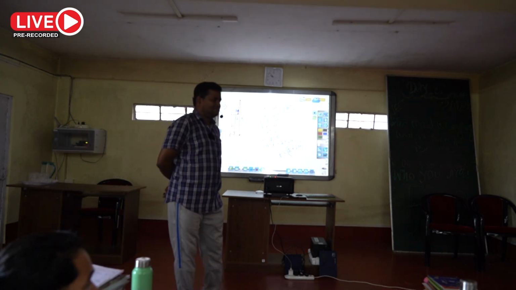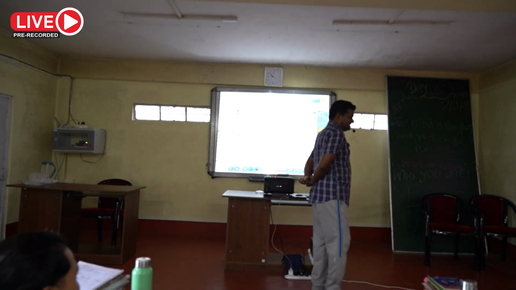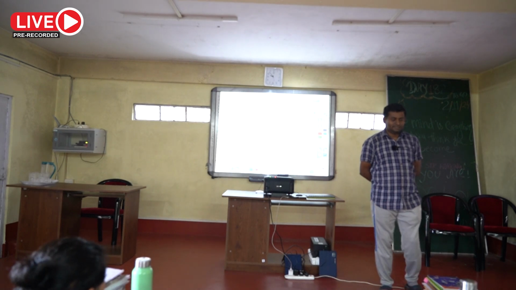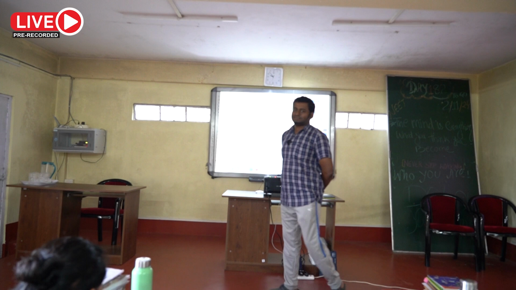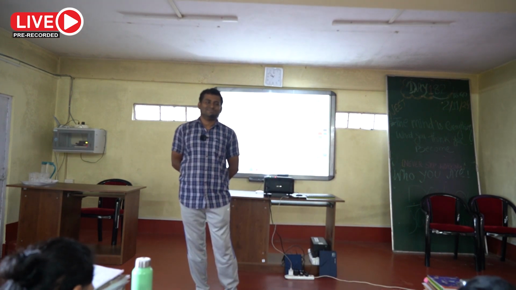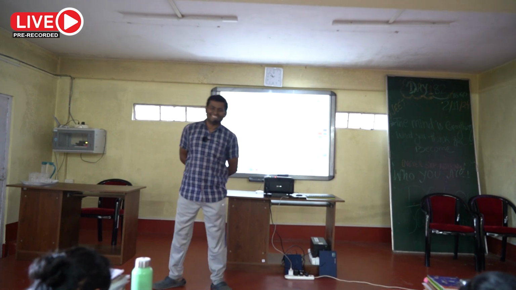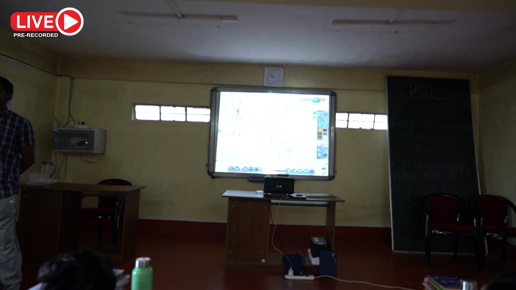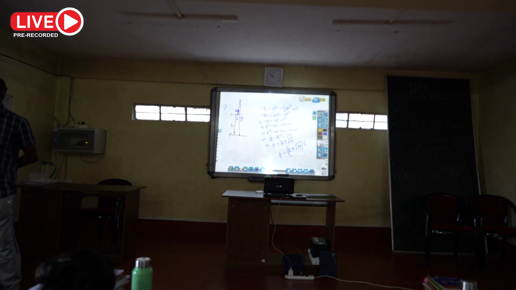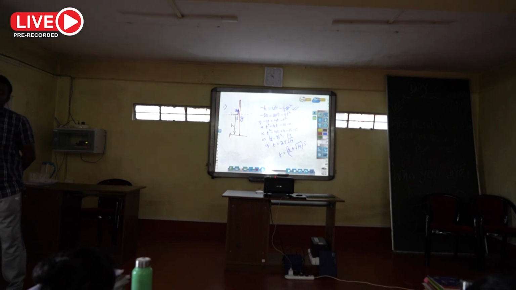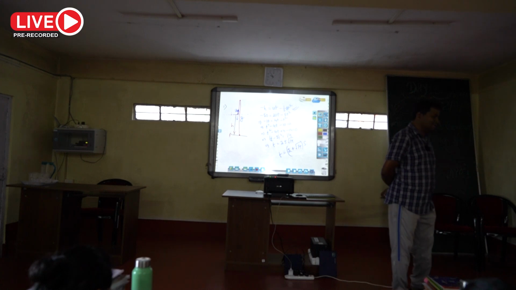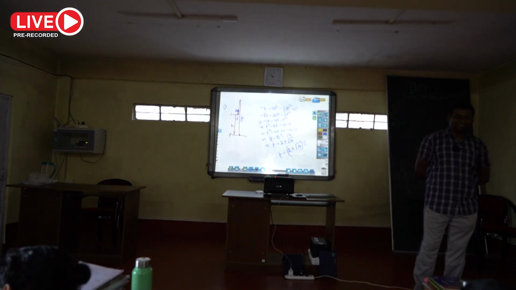v1 minus v2 whole square by 2x greater than... collision. Greater than or less than?